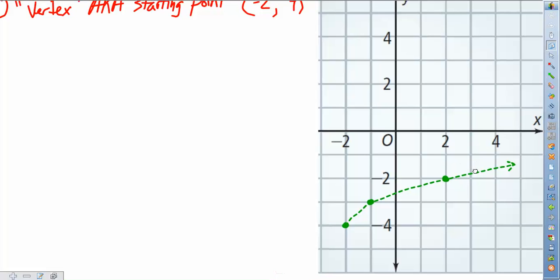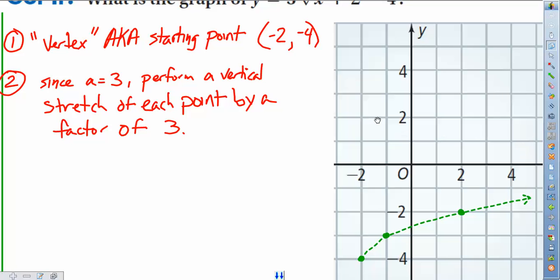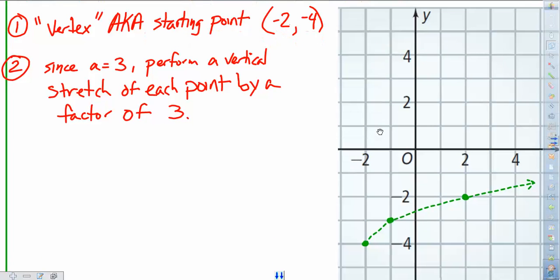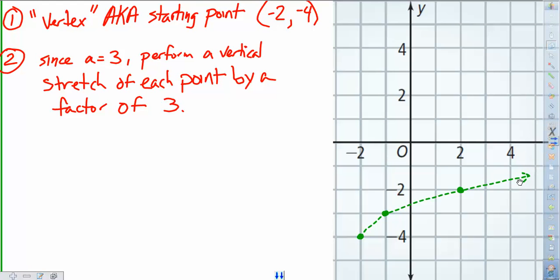Okay, now here comes step 2. Step 2 now requires us to look at the fact that that a value right there is 3. What we're going to do now with those 3 dots that we just put here is perform a vertical stretch of each one of those points by a factor of 3. Here's how this can look visually. Picture that distance from, say, that starting point right here to that spot right there. I'm going to use a green highlighter like that. See how that just went up a total of 1?